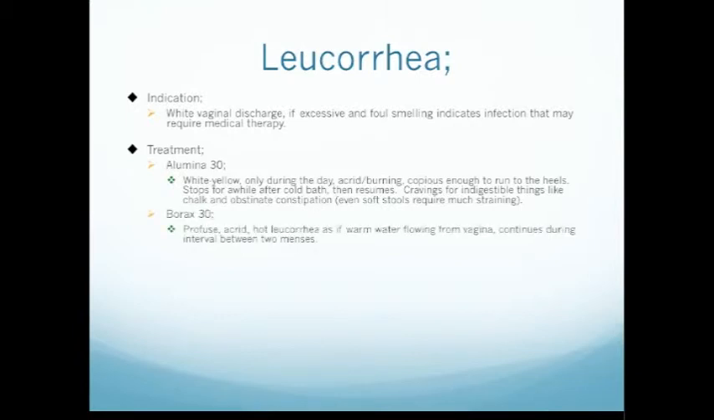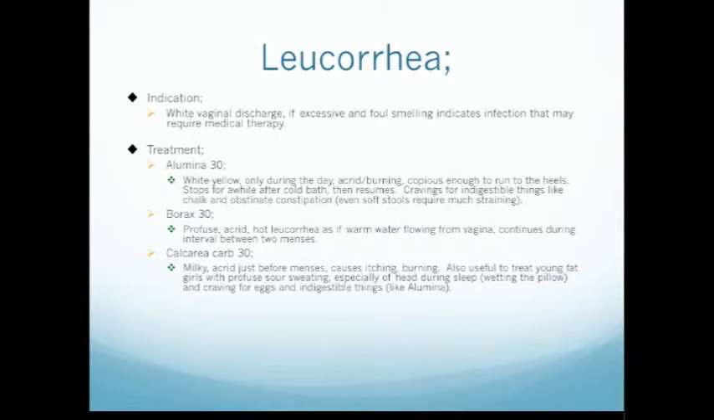Borax 30 is useful to treat leukorrhea with a profuse, acrid, hot leukorrhea as if warm water were flowing from the vagina. It continues during the interval between 2 menstrual periods. Calcarea carb 30. This is useful for a milky, acrid leukorrhea that happens just before menses, causing itching, burning. It's also useful to treat young, fat women with profuse sour sweating, especially the head, enough to wet the pillow, and craving for eggs and indigestible things like Alumina.